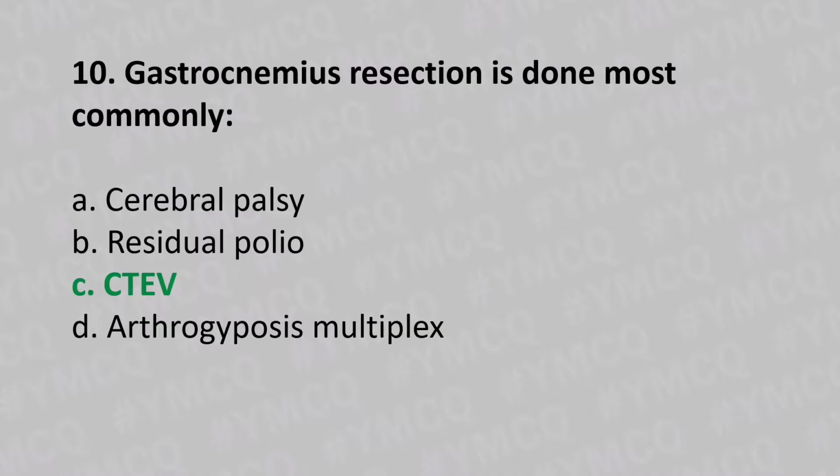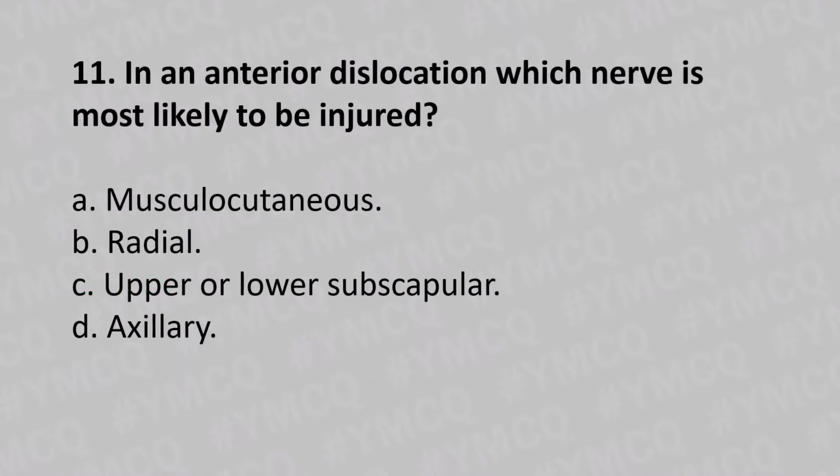Moving to our 11th question, in anterior dislocation, which nerve is commonly injured? Option A, musculocutaneous, option B, radial, option C, upper or lower subscapular, option D, axillary. And the answer is option D, axillary.